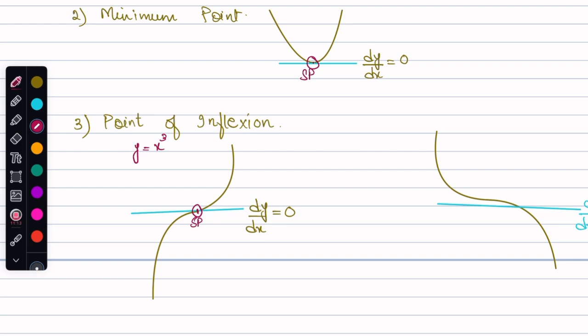So just before the stationary point, what we observe is that the function is an increasing function. And then after the stationary point, the function is also increasing. So on both sides of the stationary point, the function is an increasing function. So this stationary point is called the point of inflection.